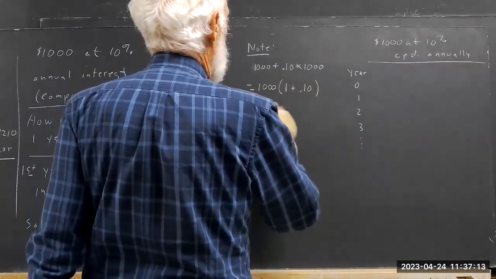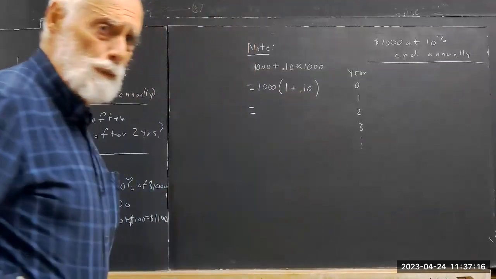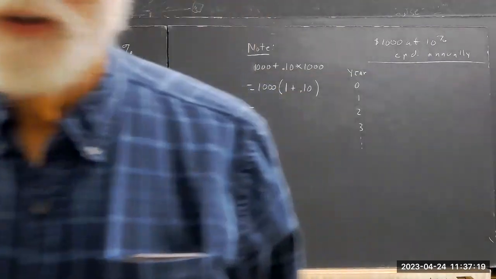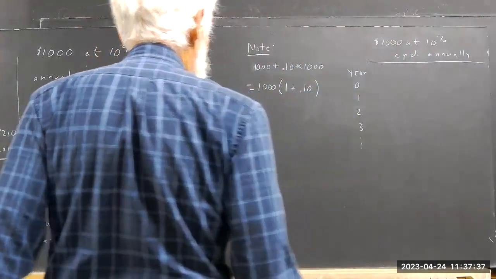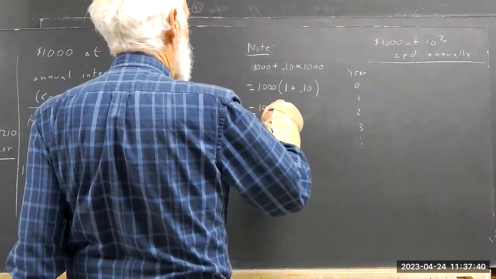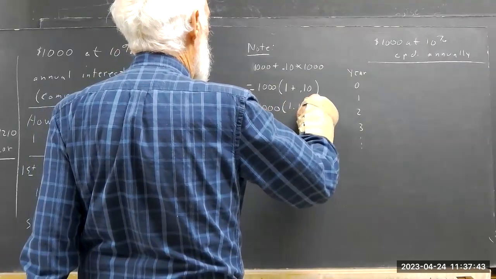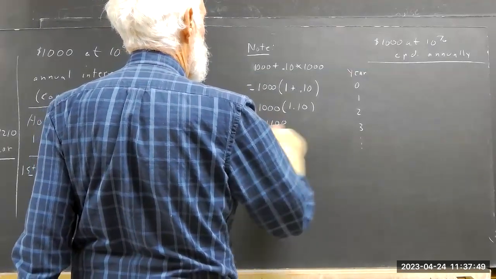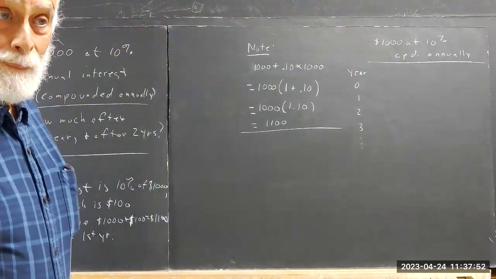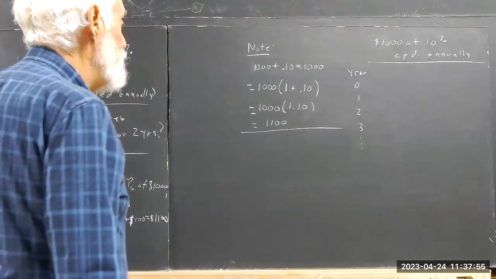And of course, what's another way to write 1 plus 0.10? So you just do the addition. Okay, so write down what we get there. Have to record it. Yeah, exactly. Okay. And I knew you'd get that right away. Okay, so we have 1,000 times 1.10. And that equals 1,100, doesn't it? Okay.